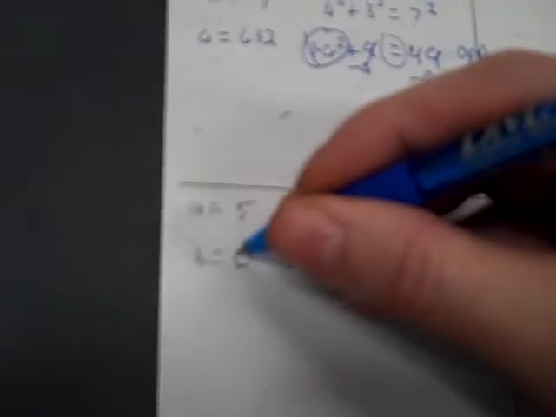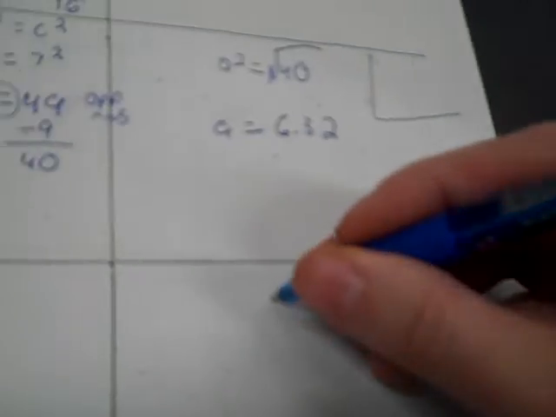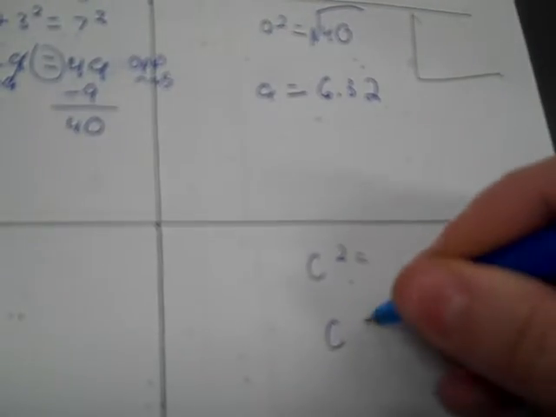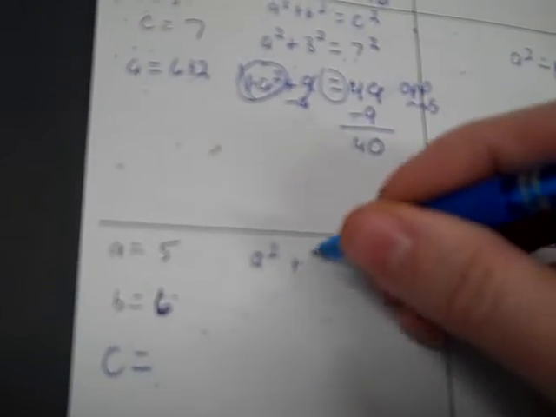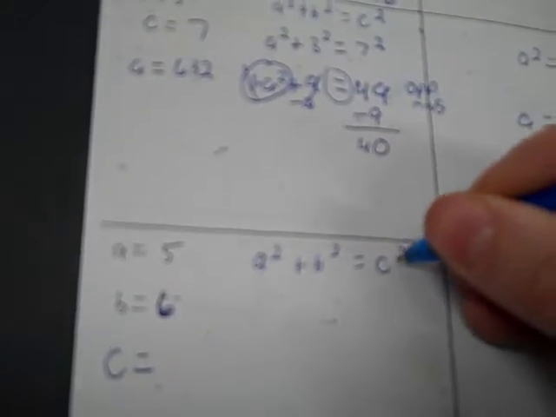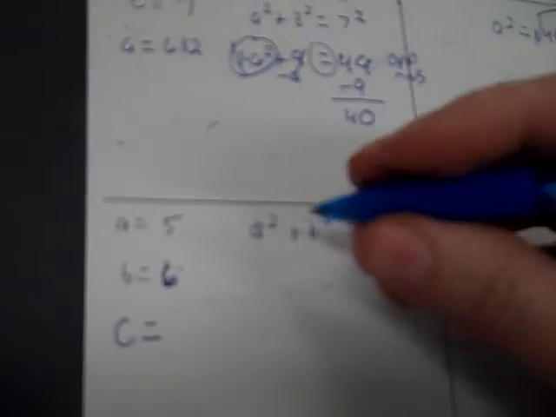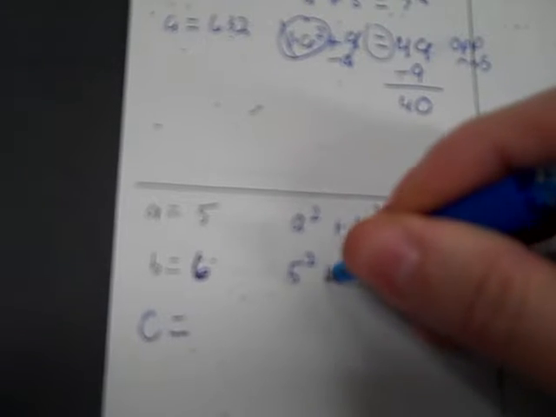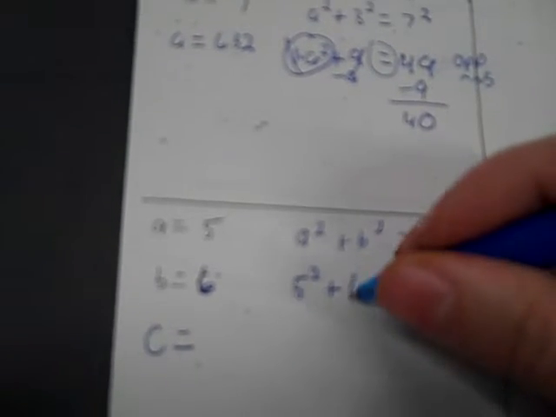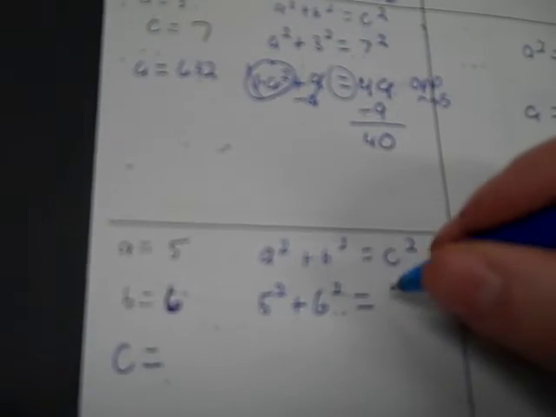So A is 5, B is 6. I don't know C this time. So again, I go C to the second and C. But now I need to write my equation. A to the second plus B to the second equals C to the second. So A is 5 to the second. B is 6 to the second. And C I don't know, so we'll leave that.